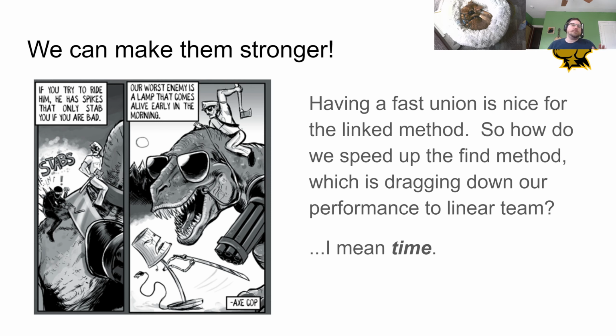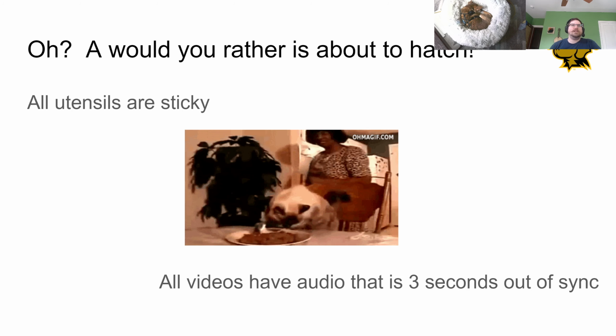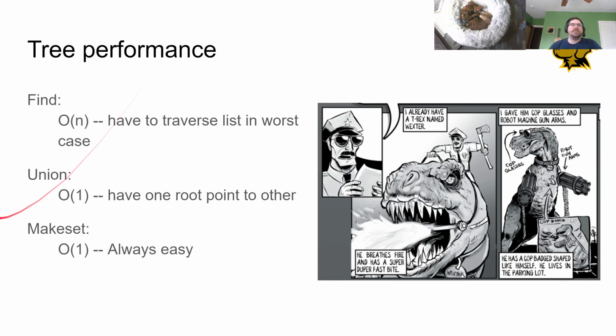So let's suppose we go with the linked method. How can we speed up the find method, right? So we have this linked method right here, right? And find is getting us down. So how can we improve the performance of find without hurting the performance of union?